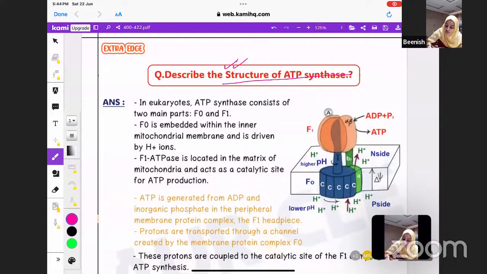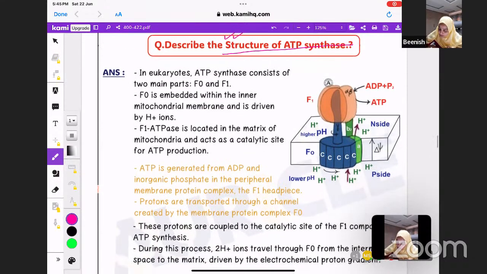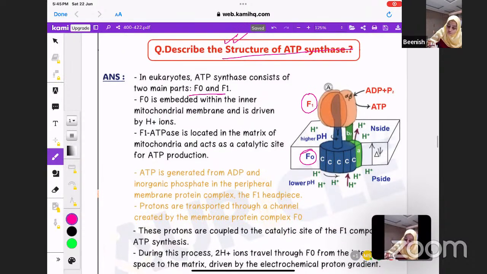Now let's talk about the structure of ATP synthase, or complex 5. ATP synthase has two subunits, the F0 subcomplex and the F1 subcomplex. As you can see here, this is F0 in the diagram and this is F1. ATP synthase consists of two main parts, F0 and F1. The F0 is embedded in the inner mitochondrial membrane and is driving the hydrogen ions, acting as a proton channel.